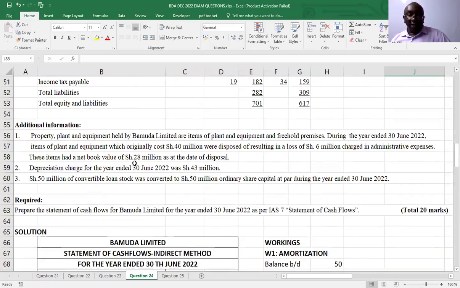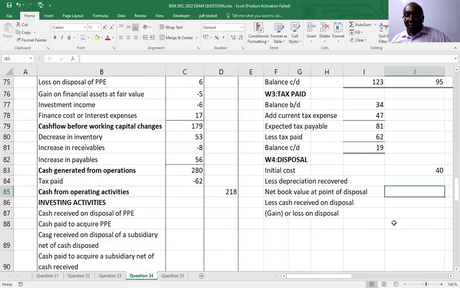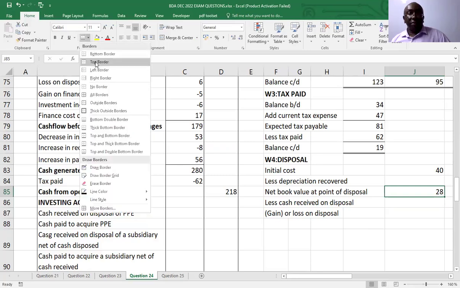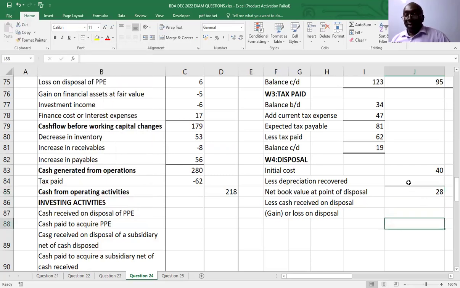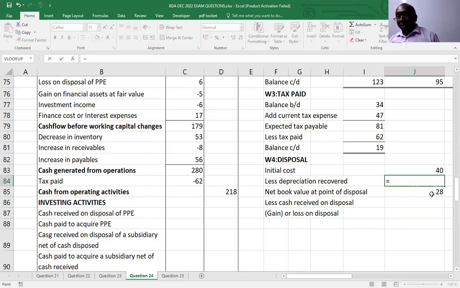We are also told that they had a net book value of 28. So this one I can give it a top border. That means the accumulated depreciation must have been this 28 minus this 40, although that is not necessary.